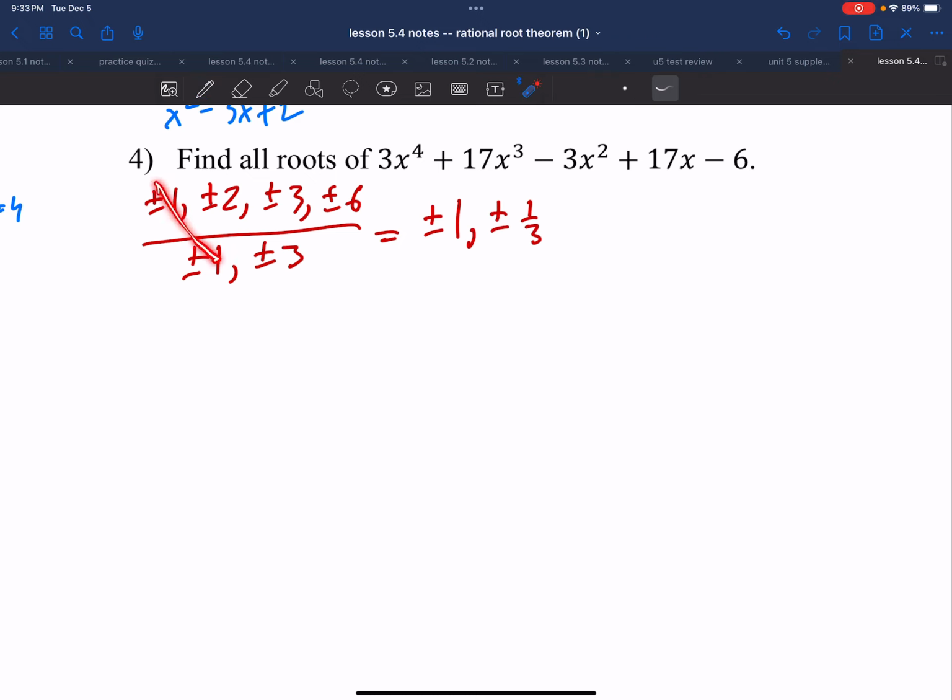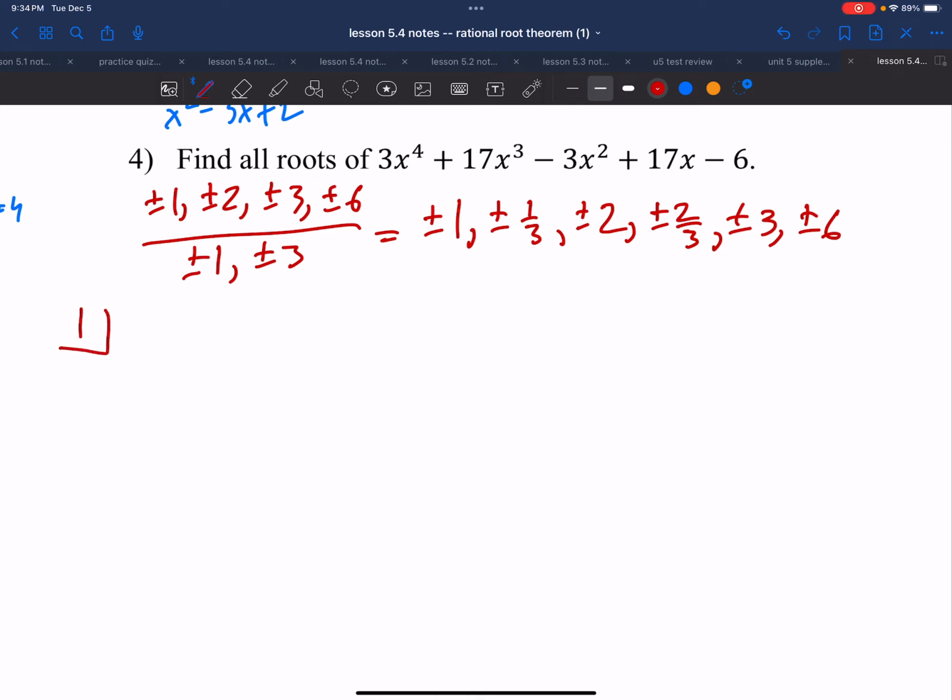And so what I'm doing is that one and that one. Then I'm going to do 2 and 3, and then 3 and 1, 3 and 3, and then 6 and 1 and 6 and 3, right? So that's what I'm doing. 2 over 1 is 2, then 2/3, then 3, then 3/3, but 3/3 is 1, and then 6, and then 6 over 3, but that's 2. Yikes, that's a lot. I wonder where these roots are. Well, let's test, I guess.